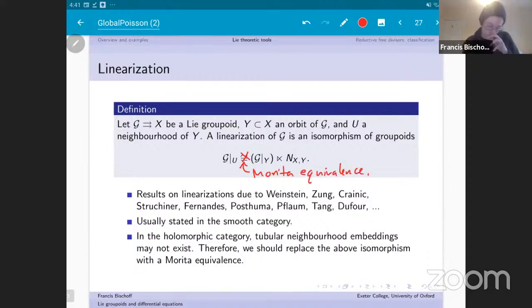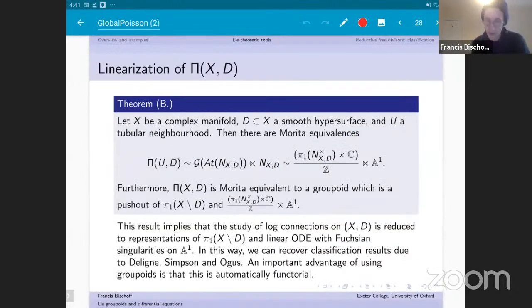In fact, in the smooth category, there's a result of Weinstein, which states essentially that having an isomorphism and a Morita equivalence in this setting is equivalent. In the holomorphic category, it's no longer equivalent. We should go with the weaker notion. Okay, so here's a result for when you have a complex manifold and a smooth hypersurface. This combines linearization and Morita equivalence.